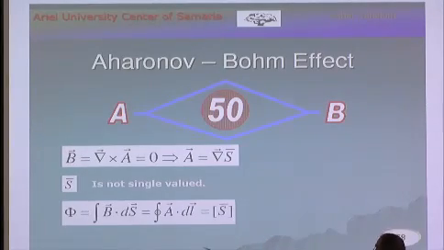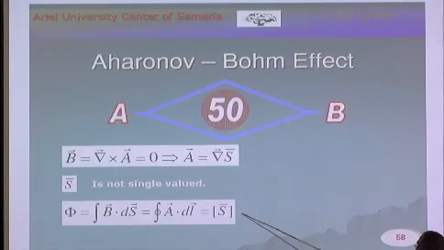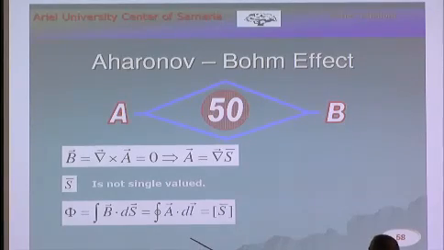You can calculate the magnetic flux. Using Stokes' theorem, you go from the integral of B dot dS, and you arrive at this line integral of A dot dl. When you put the grad S in, you see that you just get the discontinuity of this non-single-valued function. So this discontinuity has a physical meaning. It's not just something you can brush away.